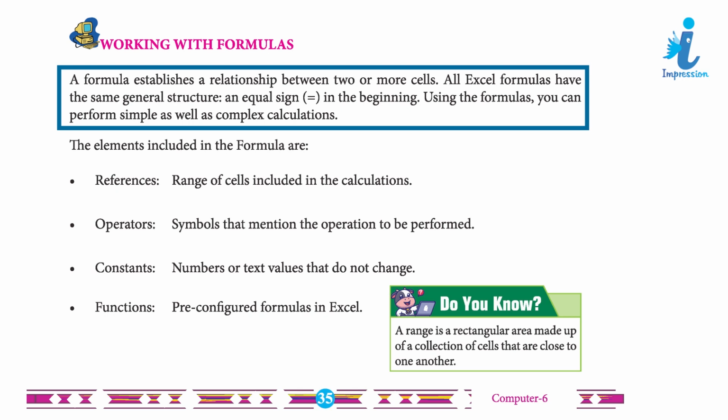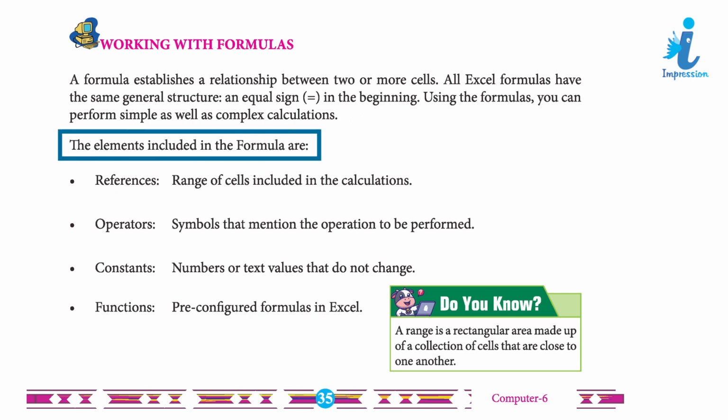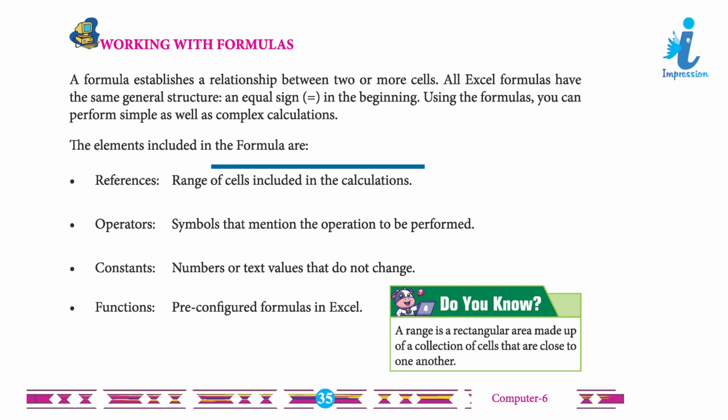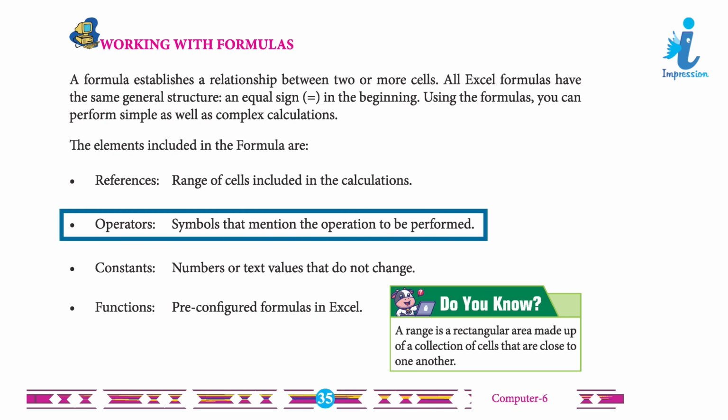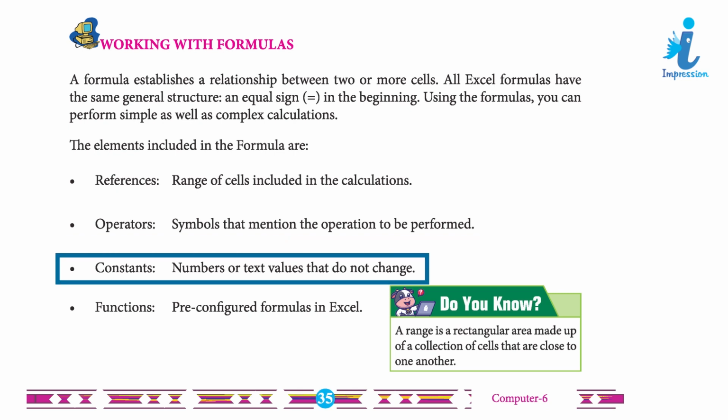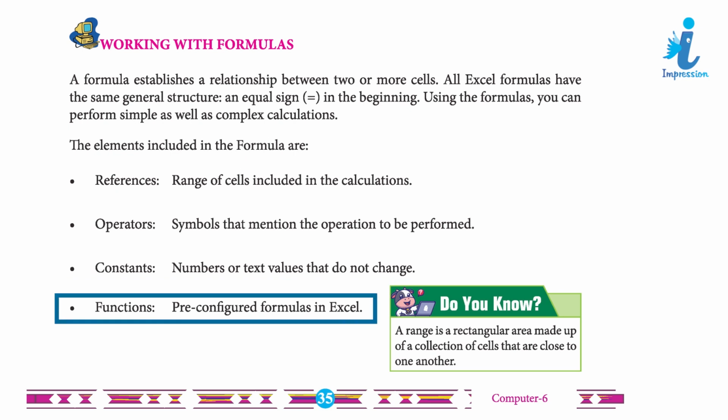All Excel formulas have the same general structure: an equal sign in the beginning. Using formulas, you can perform simple as well as complex calculations. The elements included in a formula are references, the range of cells included in the calculations; operators, symbols that mention the operation to be performed; constants, number or text values that do not change; and functions, pre-configured formulas in Excel.